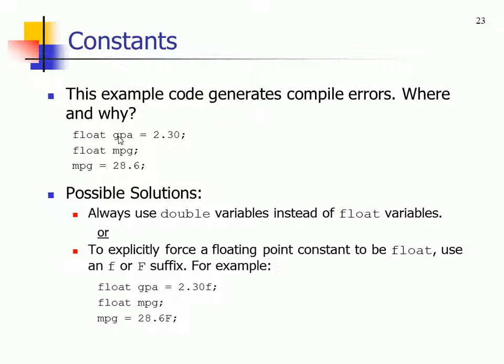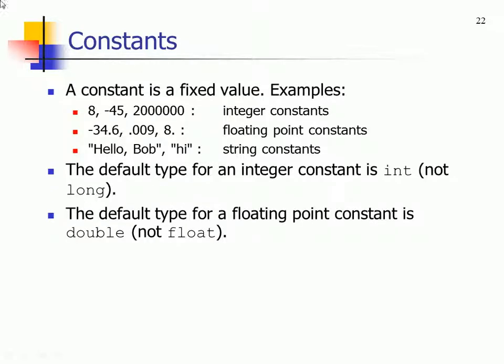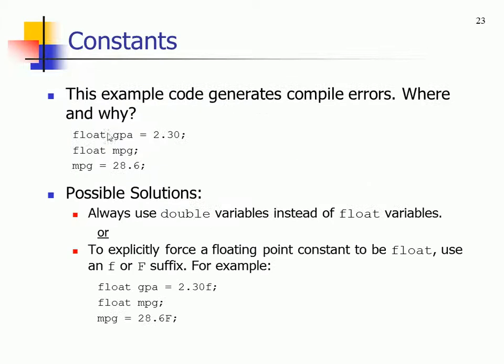Where are these errors? What's wrong with that first one? Anybody know? Let's look at this one again. The default data type for a floating point constant is double. So this 34.6 is a double. Do y'all agree with that? So here we're saying put this constant of 2.30 in the GPA. But what data type is 2.30? It's double. Double's bigger than float. It won't fit. How do I fix it?